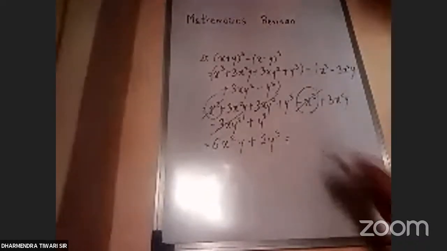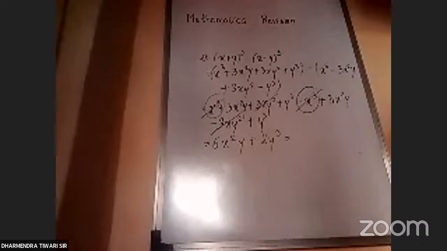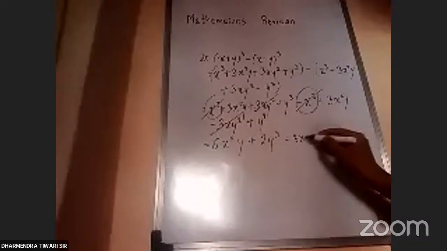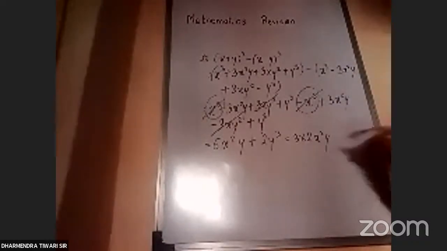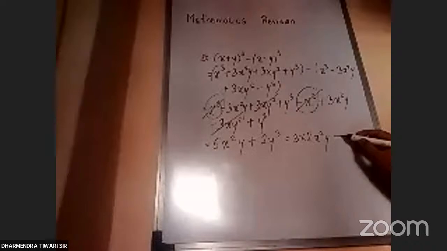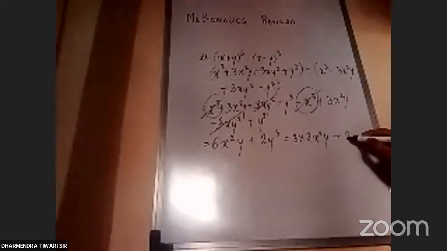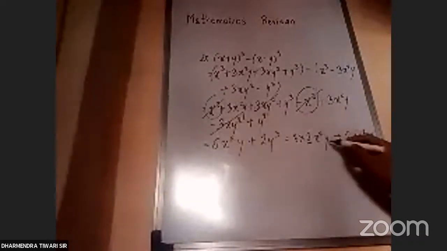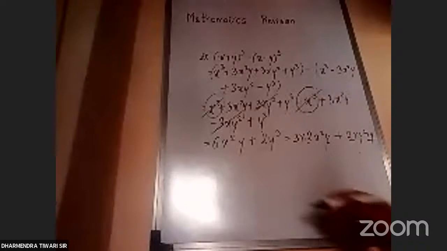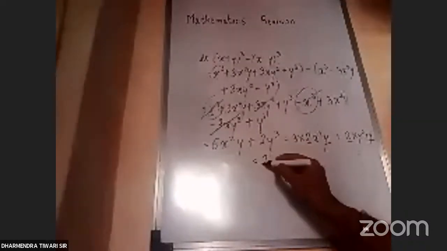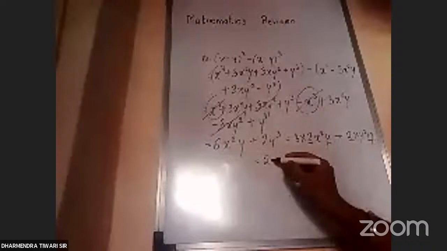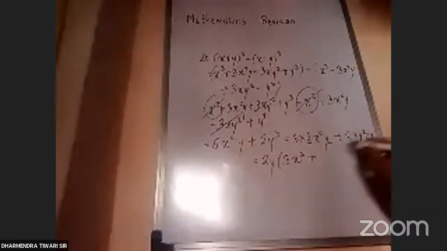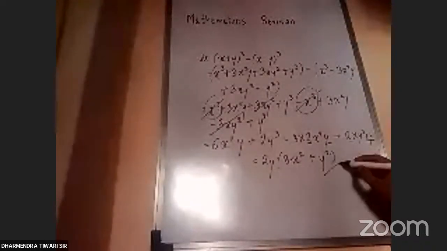Now you can see that if we can split it, we can split it in the form 3 into 2 x square y plus 2 into y square into y. So 2 is common, y is common. So we can write this as 2y out. What remains? 3 remains, x square remains here, plus only y square remains. So this is the answer.